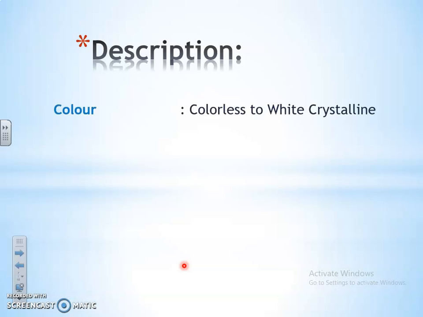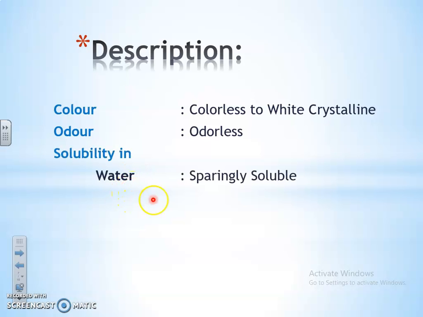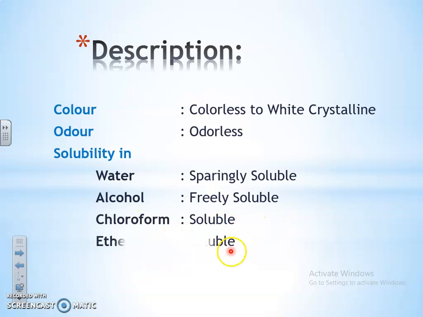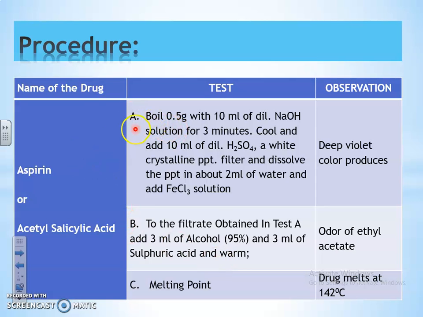Now we'll see the description, that is the morphological character. As far as the color of aspirin is concerned, it is colorless to white crystalline powder. Next, the odor, it's odorless. Then if you're talking about the solubility in different solvents, in water it is sparingly soluble, in alcohol it is freely soluble, in chloroform it is soluble, in ether it is again soluble. So next we'll move toward the procedure of aspirin.